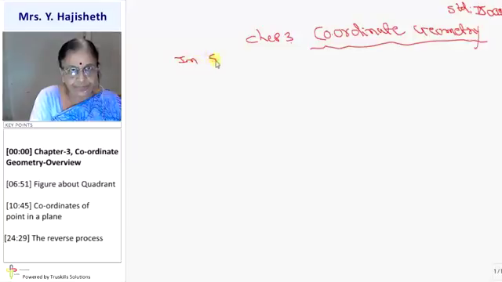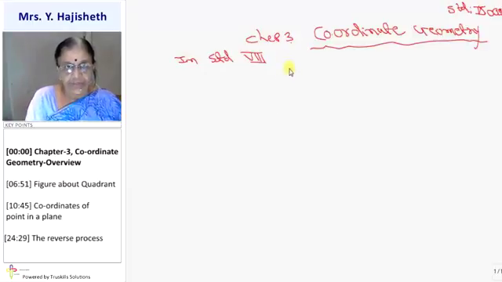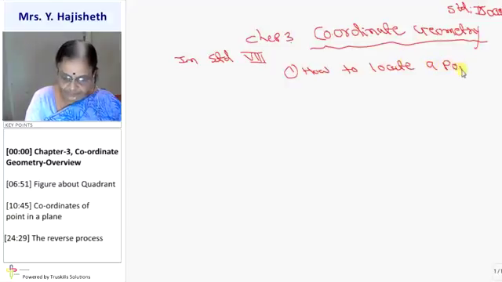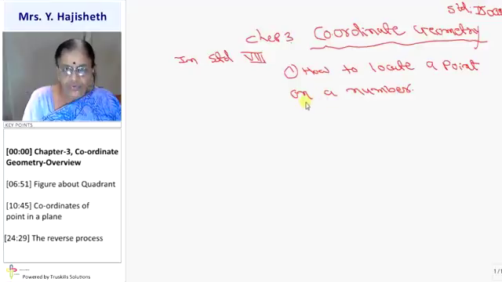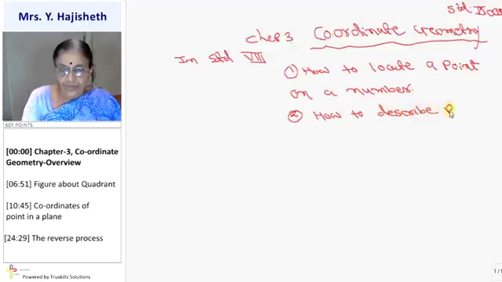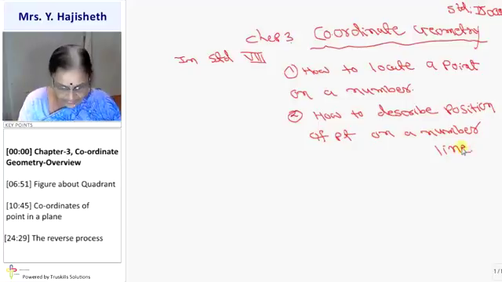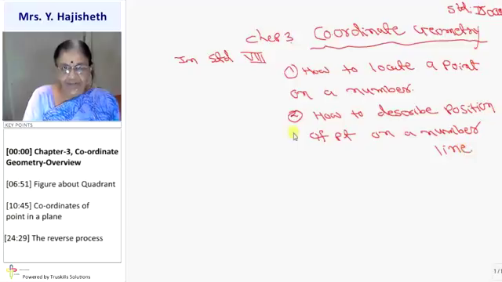In standard 8, what are the important concepts you have learned? You have studied, number 1, how to locate a point on a number line, okay, that you have learned. Number line matlab it is a R1, one-dimensional coordinate geometry. Also you have learned how to describe the position of a point on a line, on a number line, okay? Both things you have learned in your standard 8. This is a one-dimensional coordinate geometry.